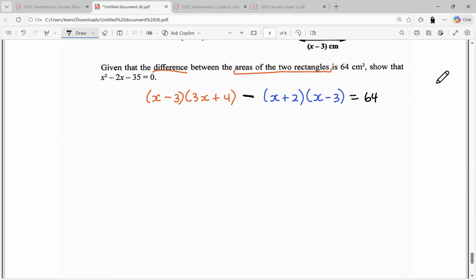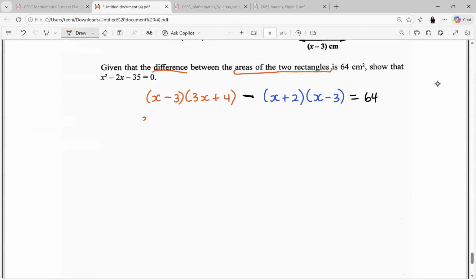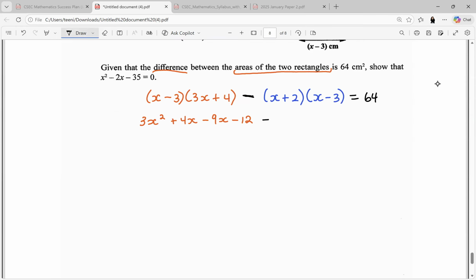So let's go. I'm going to use the same color. To expand these brackets, you'll say x times 3x, which will give you 3x squared, and x times 4, which is 4x. Negative 3 times 3x will be negative 9x. Negative 3 times 4 is negative 12. All of that minus, now look at this.